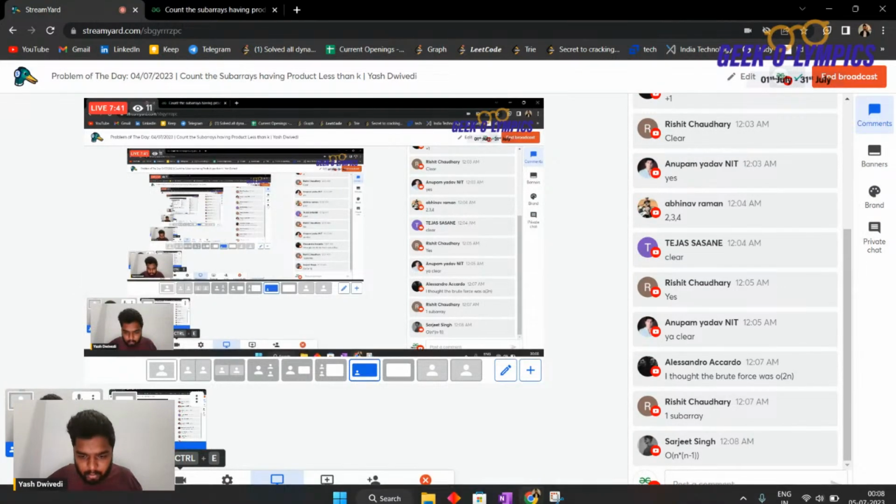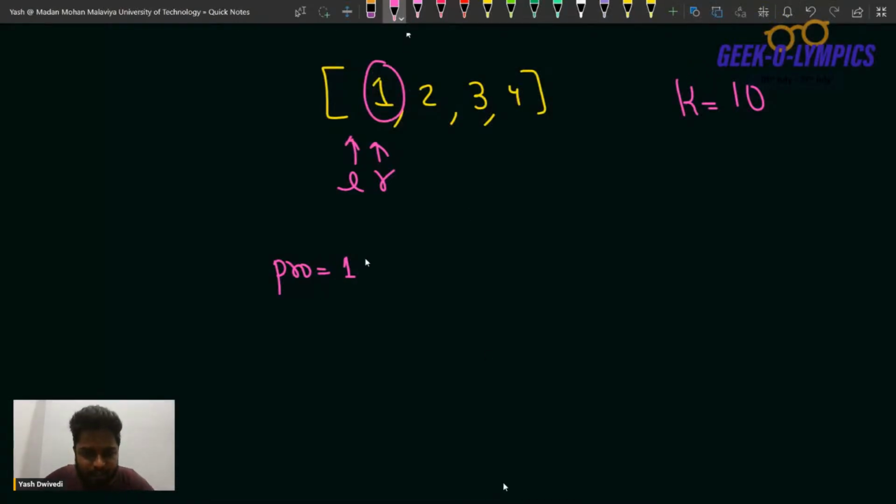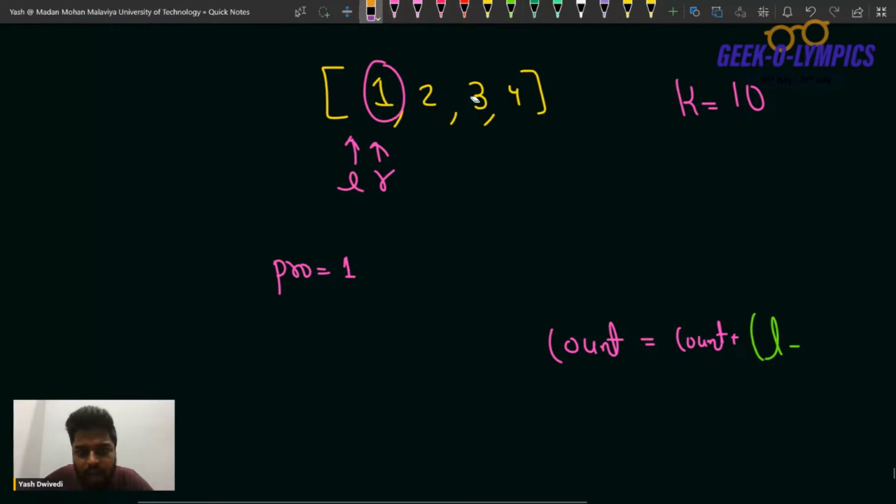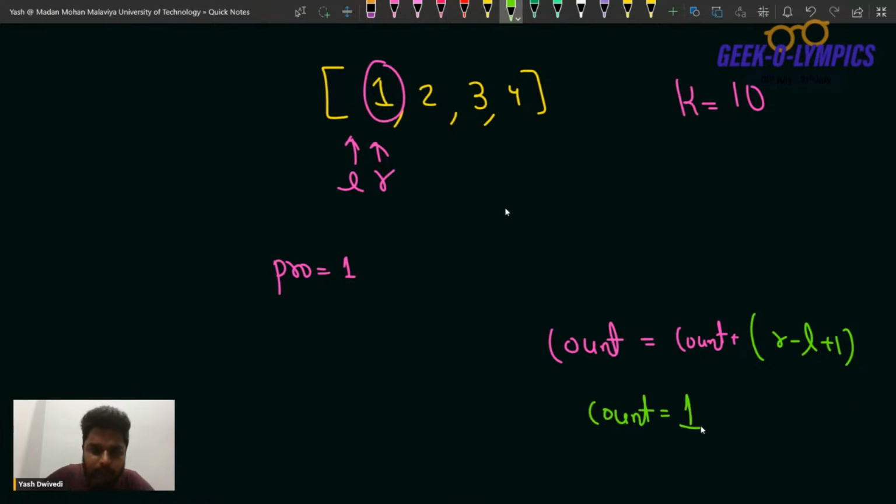What we'll be doing here is, you can see my product is less than the K value. So in this case, how many subarrays can I count? I'll update the count with count equal to count plus R minus L plus 1, and I'll let you know why this will happen. So this will be 0 minus 0 plus 1. So basically the count will get updated by 1, and the count is going to become 1 here. Then after that, I'll move my R forward.